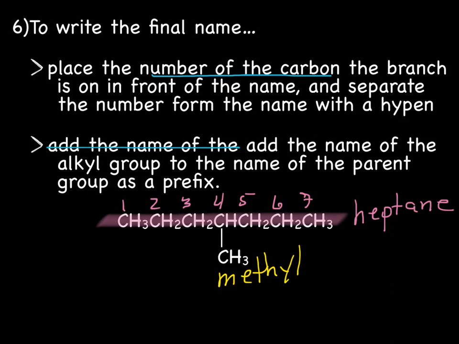So we have a methyl, we're starting with the branch, and the methyl is on the parent chain carbon 4, so it's going to be a 4-methyl. And we're pretending that this is a prefix, so then you just put in the name of the parent, heptane. So this fancy structure here is 4-methyl heptane.